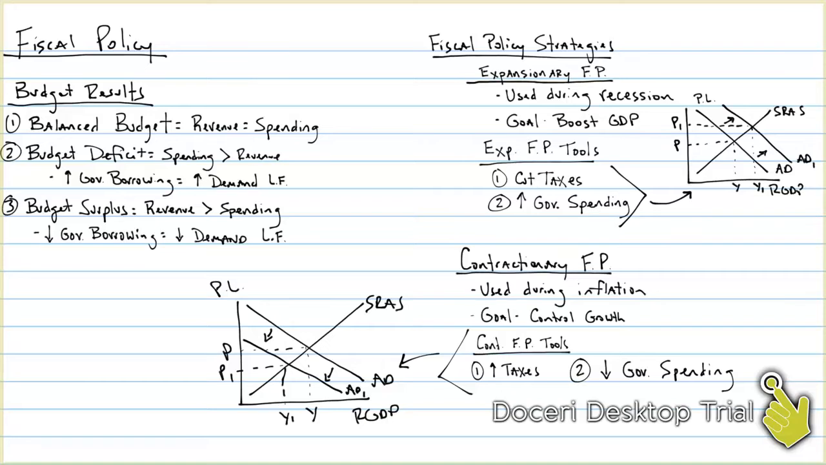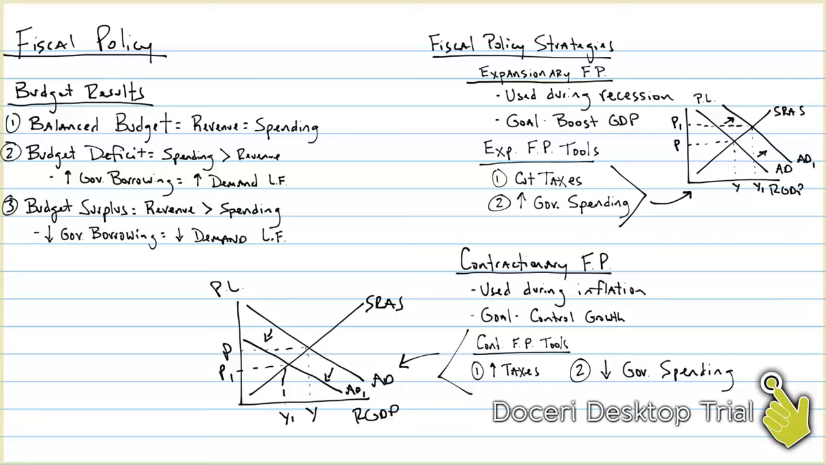The two tools that our government can use to give this economy a boost is they can cut taxes or they can increase government spending. Both of those tools are designed to put more money in the economy, to get people to spend more money, and therefore increase the aggregate demand, which will help us achieve that goal of boosting the GDP. So again, expansionary fiscal policy is designed to fix an economy that is not doing well. We use the tools of cutting taxes and increasing spending to fix that struggling economy.